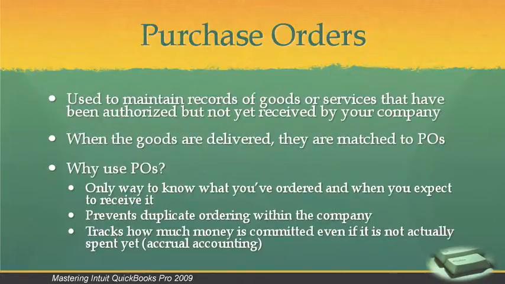If you're a small company or you haven't worked with large companies before, the thought of purchase orders may not have occurred to you. What we're going to talk about here is how purchase orders are used by your company when you want to get products. They're used to really maintain the records of goods or services that have been authorized but not yet received by your company, so they're on order. It's kind of that in-between limbo stage. When the goods are delivered, they're matched to the PO to make sure if I ordered 10, I've actually received 10.